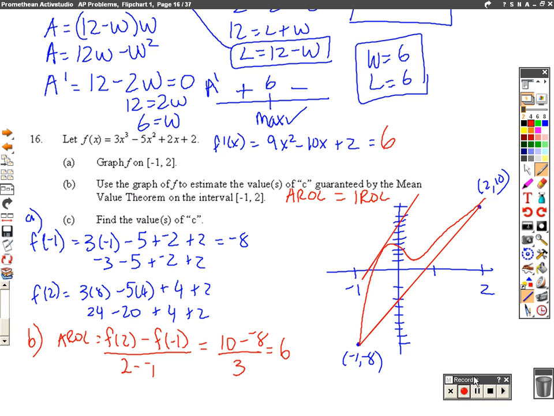So let's finish up this. I'm going to bring the 6 over. So I've got 9x squared minus 10x. If I have subtracted 6, I actually get minus 4 equals 0. And then I'm going to go ahead and graph that. 9x squared minus 10x. Oop, and I typed in 3. 9x squared minus 10x minus 4. I'm going to graph that. It looks like I've got, once again, some imaginary numbers going on there.